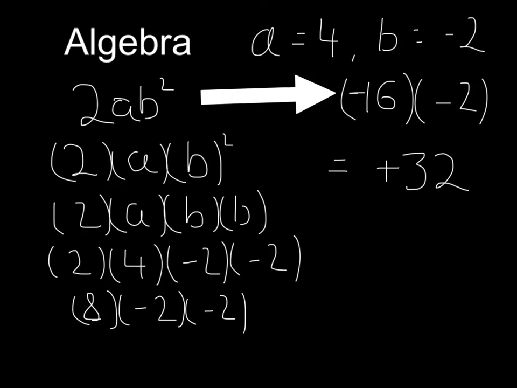So 2ab squared, which looked quite complicated, I just broke it down, and then I substituted in the values. A was 4, and b was minus 2. And I worked it out. 2 by 4 was 8, minus 2 was minus 2, and minus 2 was minus 2. So then I rewrote this whole thing up here with the 8 by minus 2 was minus 16, and the minus 2 was unchanged. And then I did the next line. Minus 16 by minus 2 was equal to plus 32. And that was the answer.